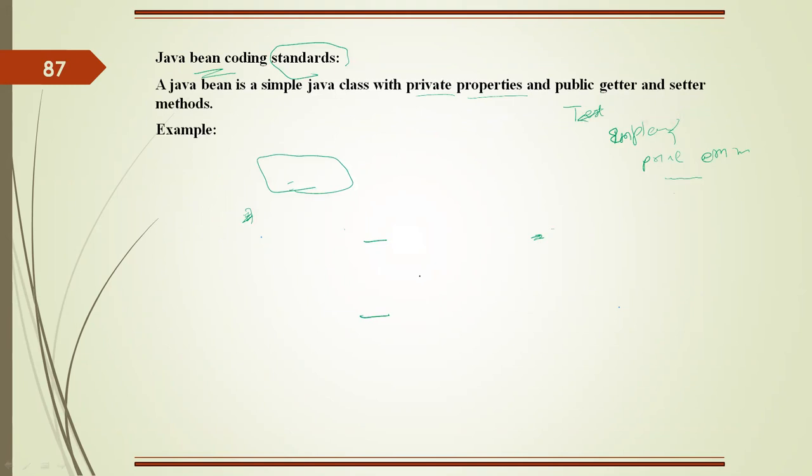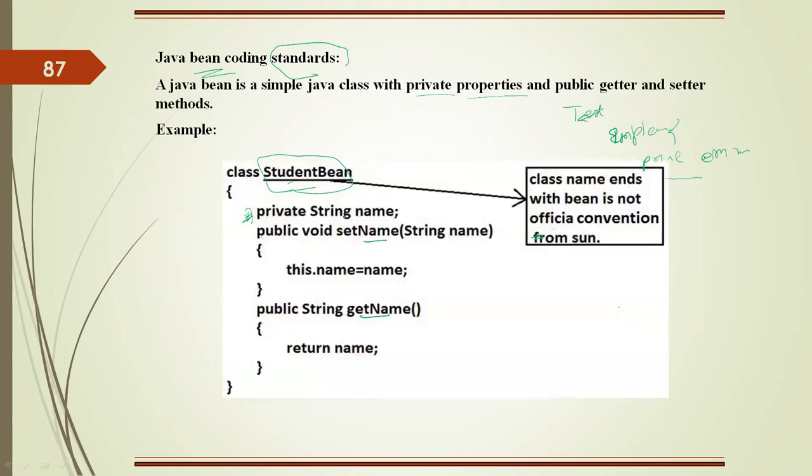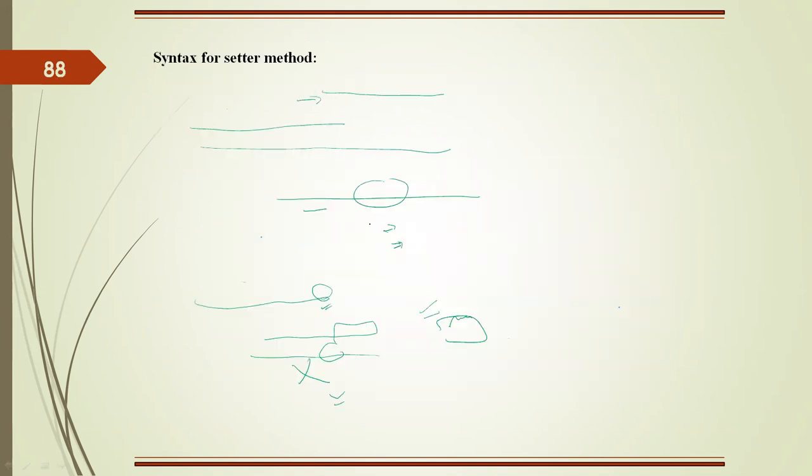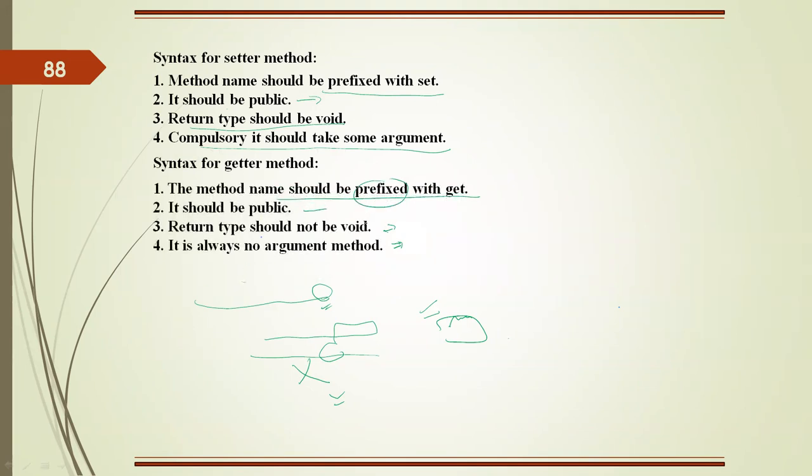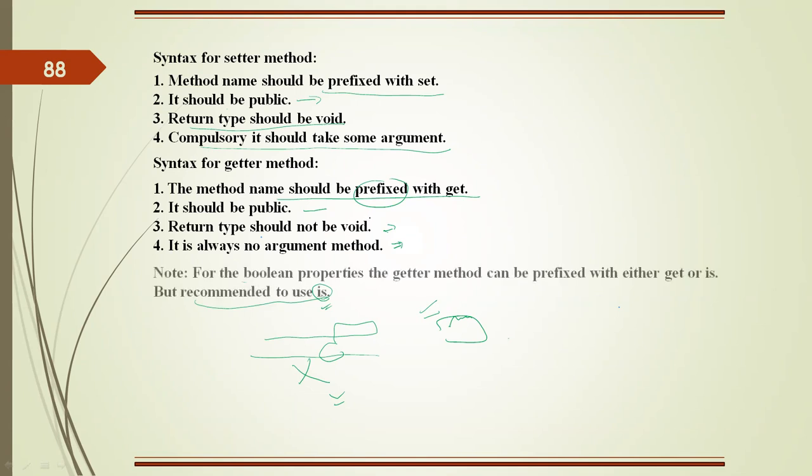For a Java bean, setters and getters are used, and the variables are declared private. Bean here is not from Sun Microsystems. Syntax for the getter method: the method should be prefixed with get, should be public, and the return type should not be void.